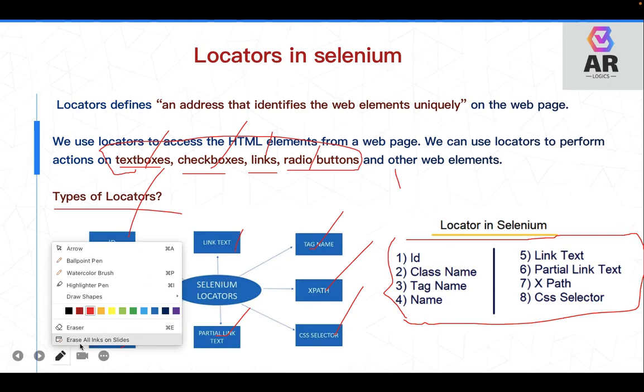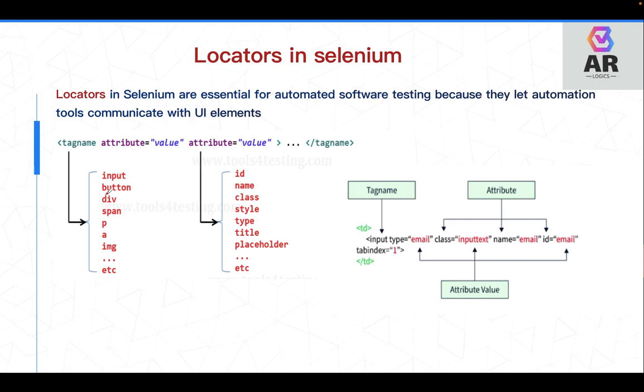Locators in Selenium are essential to automate software testing because they let automation communicate with the element. Using the locators, we can communicate with the web element. For example, if this is a web page and we need to communicate with this text field, we can do it using the locators only. Otherwise, you cannot communicate with this web element. A text field is one web element.